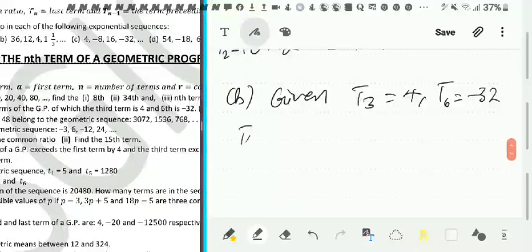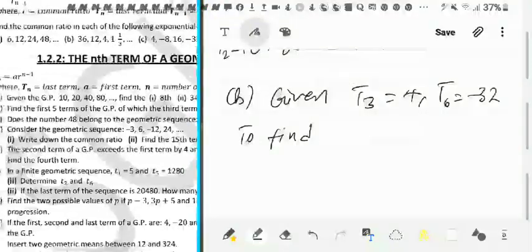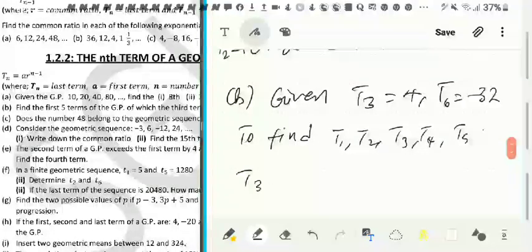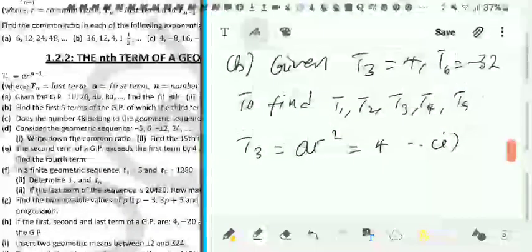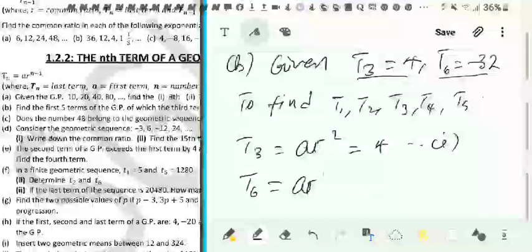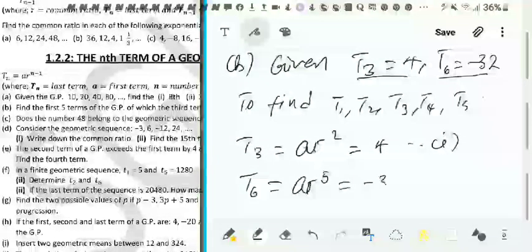Now we want to find the first 5 terms. That's to find T1, T2, T3, T4, and T5. T3 equals 4. T3 implies what? T3 is equal to what? AR squared. And that is equal to 4. And then T6 from the question. T6 equals what? AR raised to the power of 5, which is equal to negative 32.